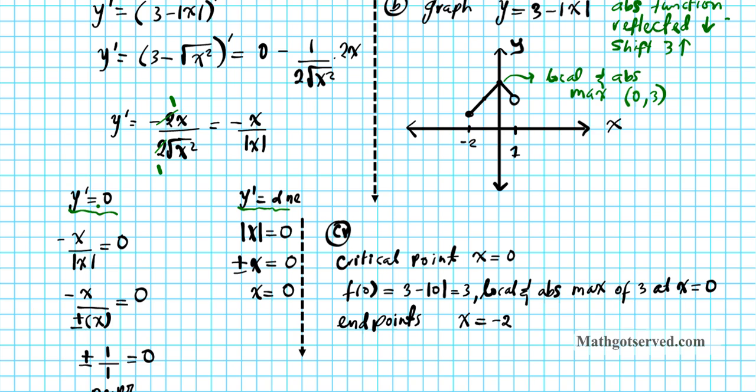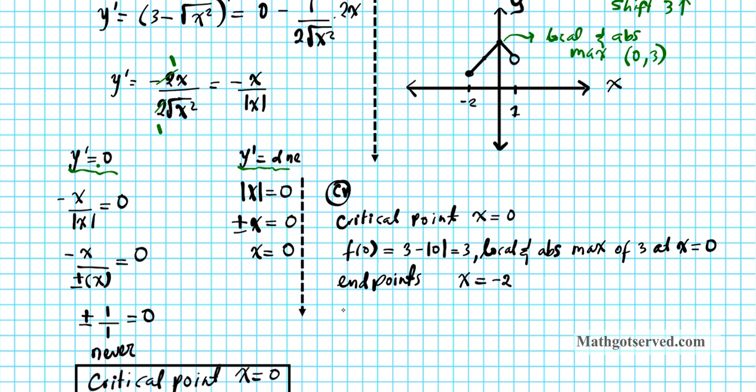All right, so let's find out the value of this extrema. f of -2 is equal to 3 minus the absolute value of -2, which equals 3 minus 2, which equals +1. Okay, so that's this point right here. You can see traces to +1. So this happens to be a local and absolute minimum value of +1, and it happens at x equals -2.